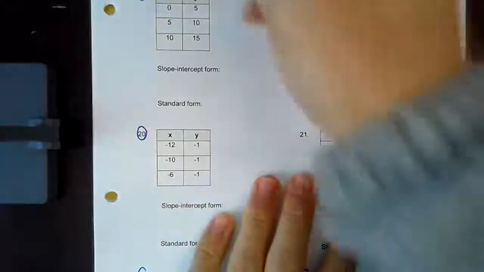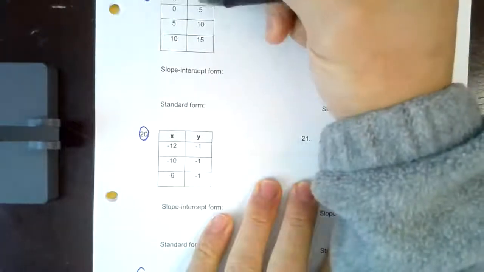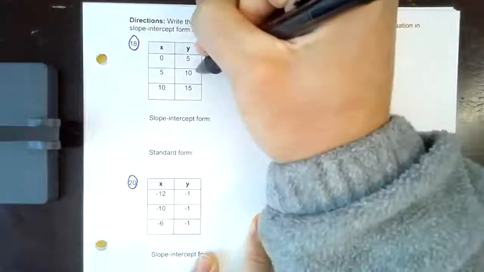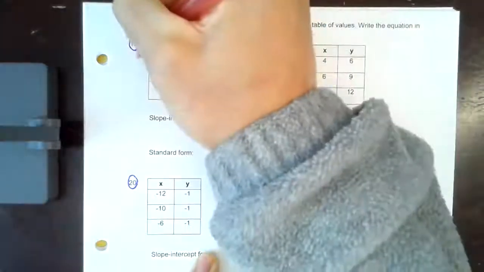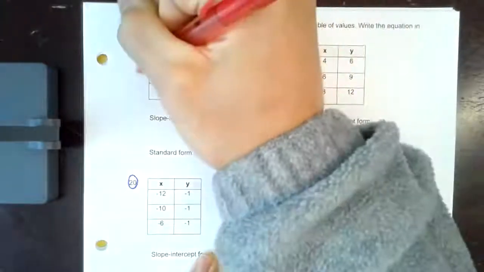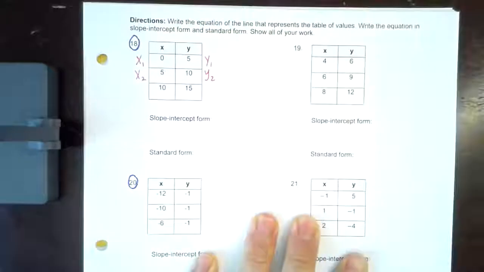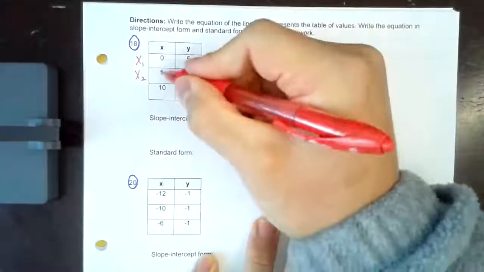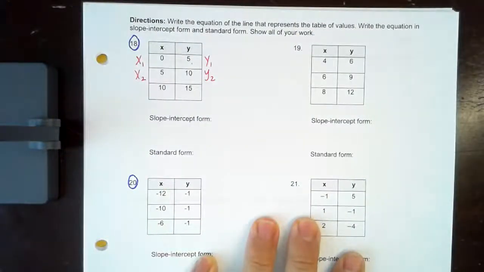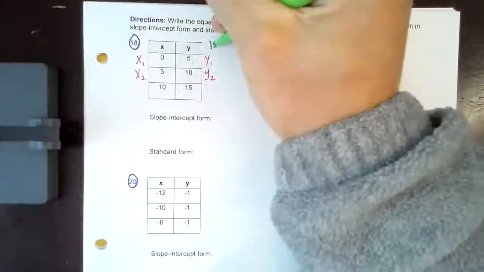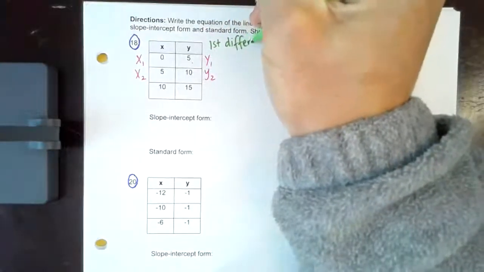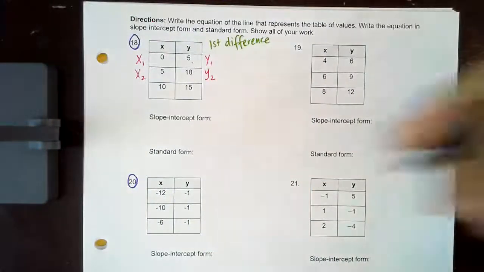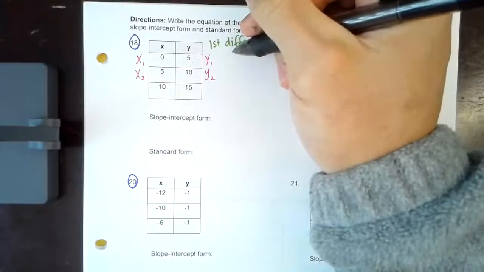Okay, so we realize, class, that a table is really just a set of points, and really you can calculate the slope by just doing, if I calculate this as x1 and this as y1, this is x2, this is y2, what you can do is you can calculate the slope just by doing 10 minus 5 divided by 5 minus 0, right? This is another way of saying what we're doing is called the first difference. This is the difference between your y values divided by the difference between your x values.